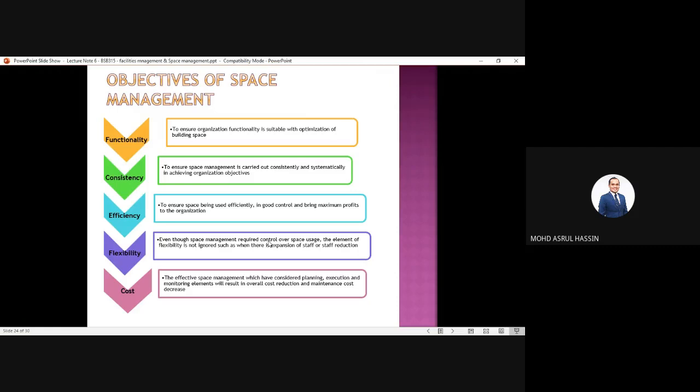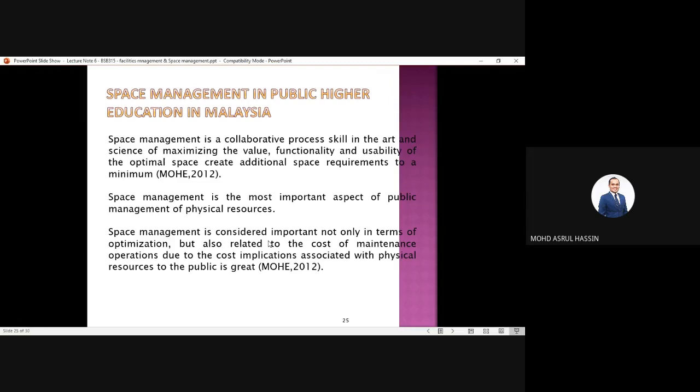Flexibility: even though space management requires control over space usage, the element of flexibility is not ignored, such as when there is expansion of staff or staff reductions. It means we need to carry out the space audit or space management over the life cycle of the building, because sometimes we change the function of the building, or the organization's rules and guidelines. So we need to revisit the planning of the space. Cost-effective space management, which considers planning, evaluation, and monitoring elements, will result in overall cost reduction and decreased maintenance cost. Space management in Malaysia: you can read through all the sentences.